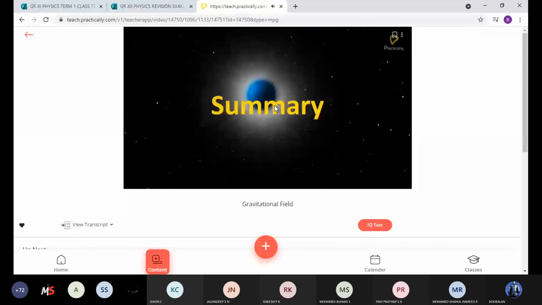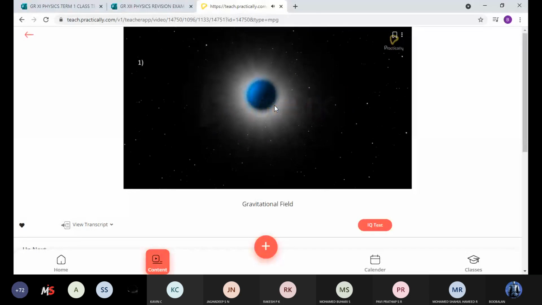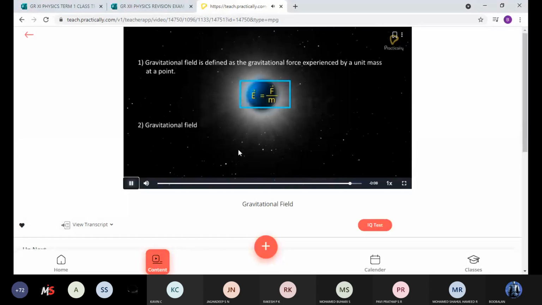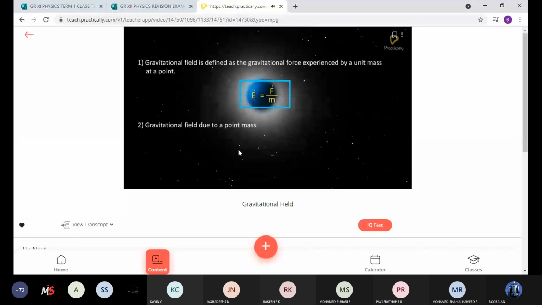Summary. 1. Gravitational field is defined as the gravitational force experienced by a unit mass at a point. 2. Gravitational field due to a point mass is minus GM by r² r cap.